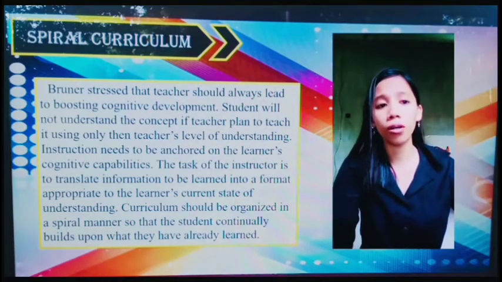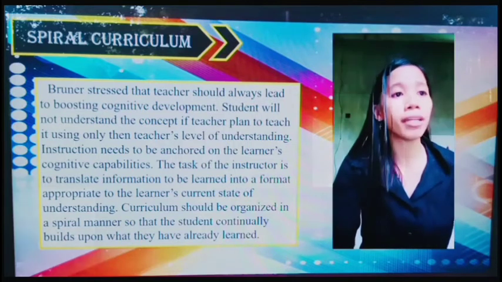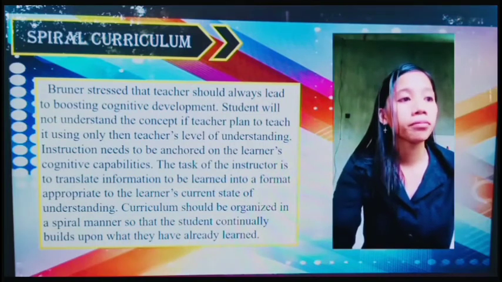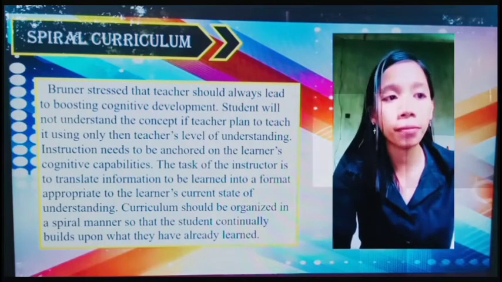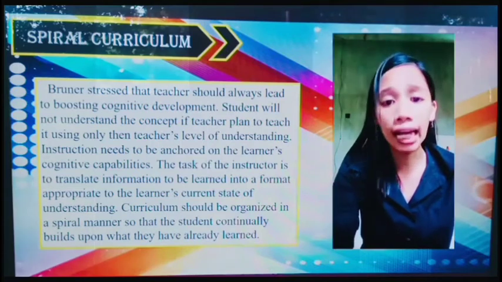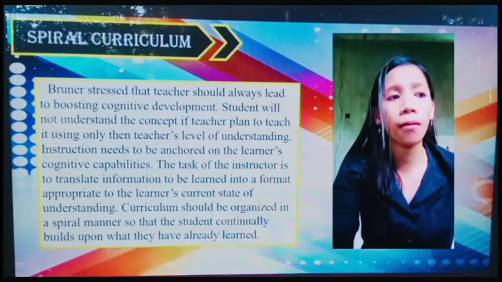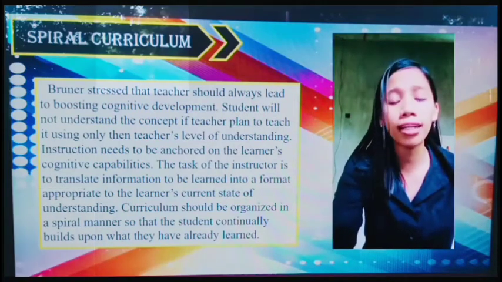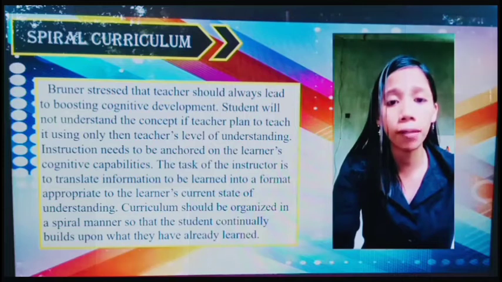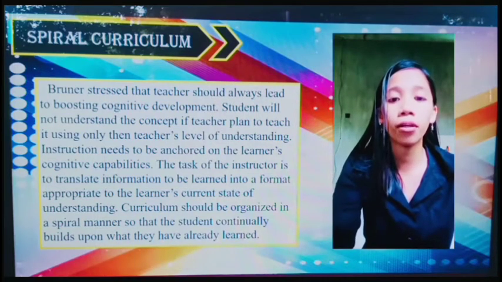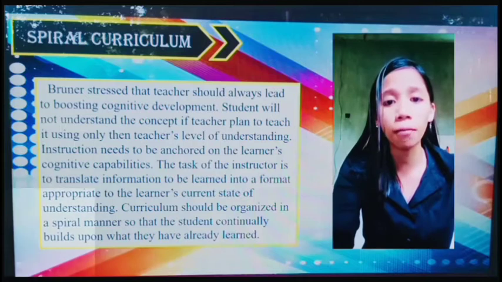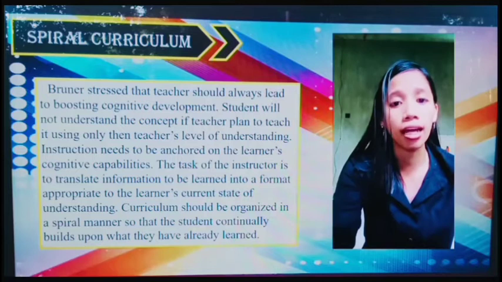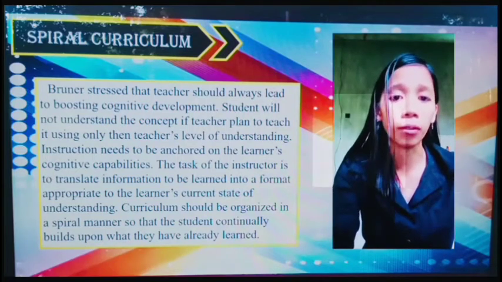Dito ay binibigyan pansin ni Bruner na mga guro ay dapat magbigay ng kaalaman para sa pagpapalakas ng pag-unlad ng pagkaunawa ng mga bata para sa kanilang pagkatuto. Hindi matututo ang mga bata kung ang gagamitin ng mga guro ay ang kanilang sariling pagkaunawa. Dapat ay gumagamit din tayo ng mga estratehiya upang mas maunawaan ng mga mag-aaral kung ano yung mga idea o mga mensahe na gustong ipahatid ng mga tekstong ito.